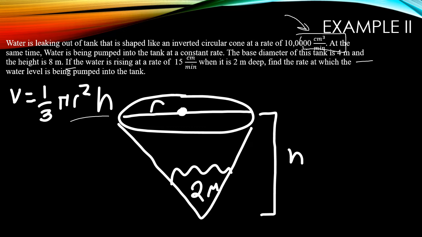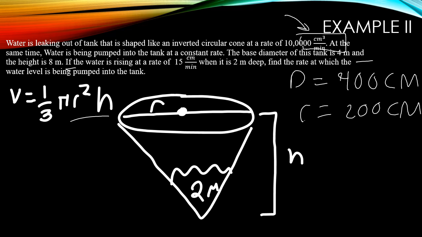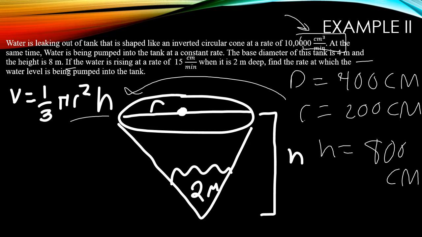So the diameter of the base is 400 centimeters. Using dimensional analysis, we multiply everything times 100, and that means that the radius, the diameter divided by 2, would be 200 centimeters. We want the radius because that's what we use in our equation. And then the height of the entire cone itself is 800 centimeters. So let's move on to the next slide and see what else we need to compute this problem.